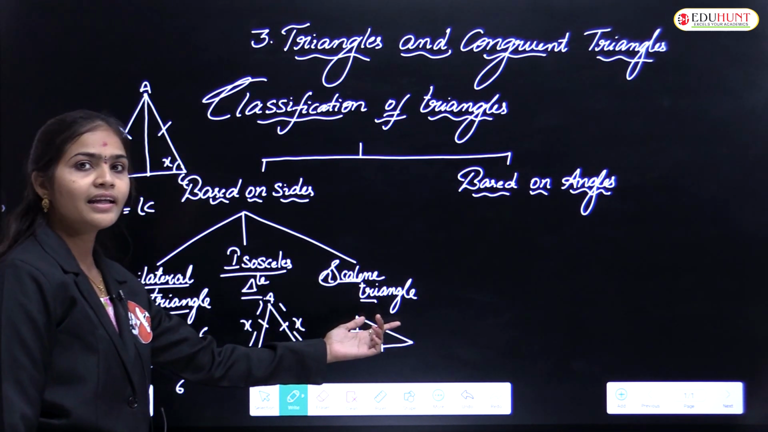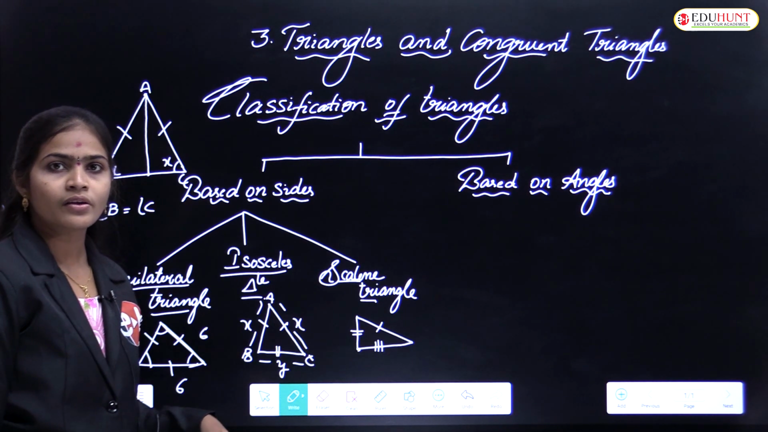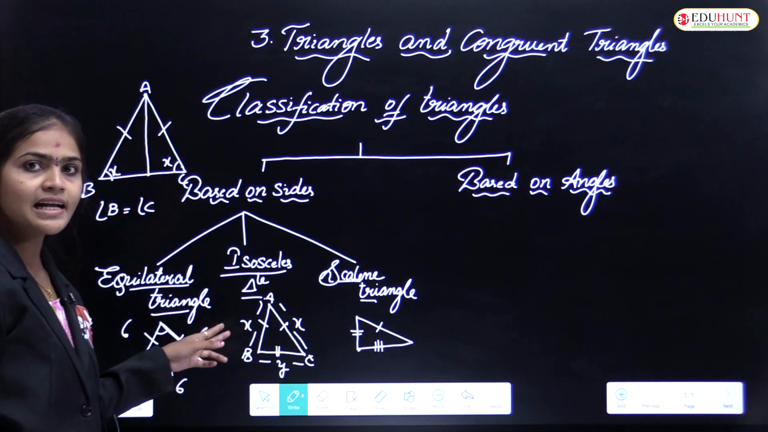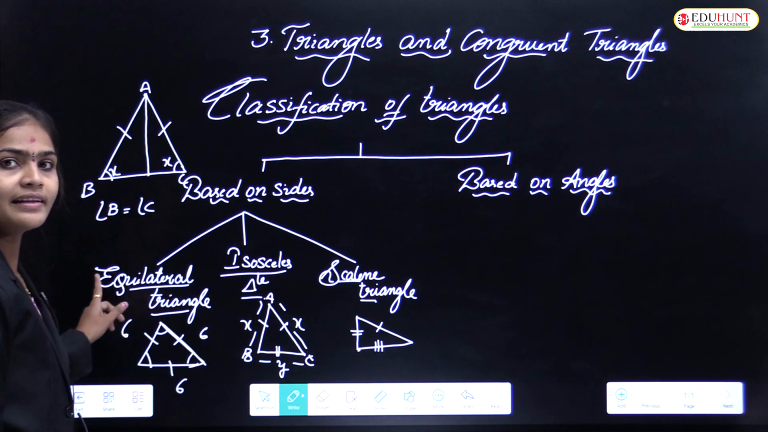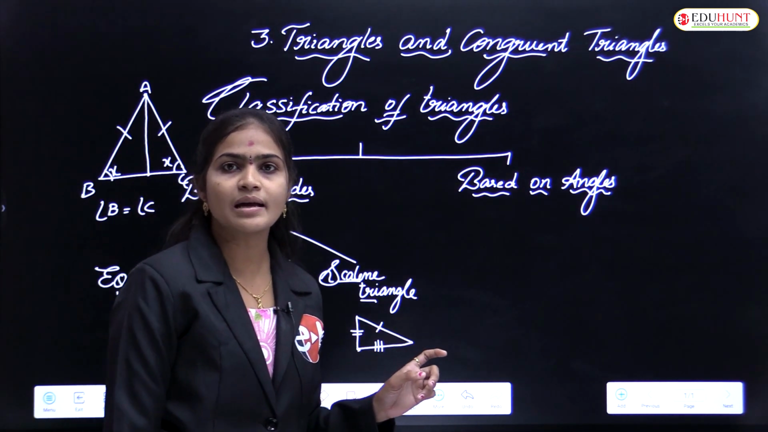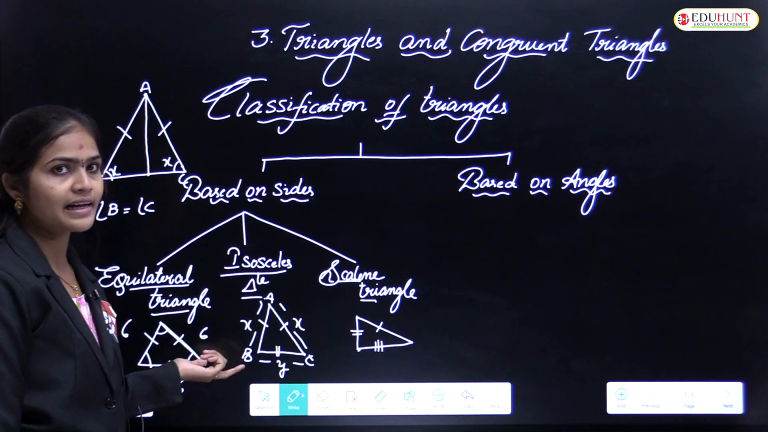In a scalene triangle, no two angles are equal. Three different angles will come. Okay, three different sides, three different angles. Here two equal sides, two angles are equal. And here three equal sides, three angles are also equal. Okay, so this is about the types of triangles based on sides.